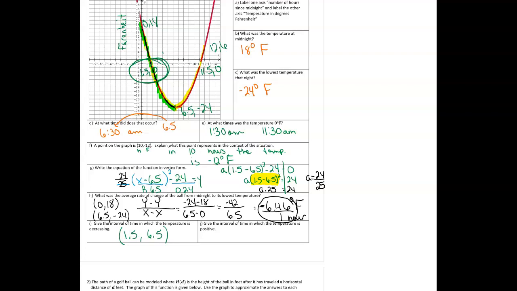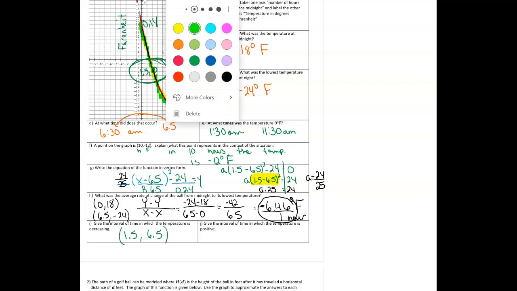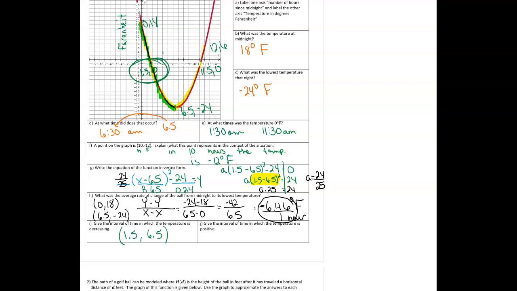When is the temperature positive? So that would be above my x-axis, so let me get to a different color here, and this little bit of here, okay, because I'm only worrying about the domain that really matters. All right, so one part will be from 0 to 1.5, and the other part will be from 11.5 to that 12.